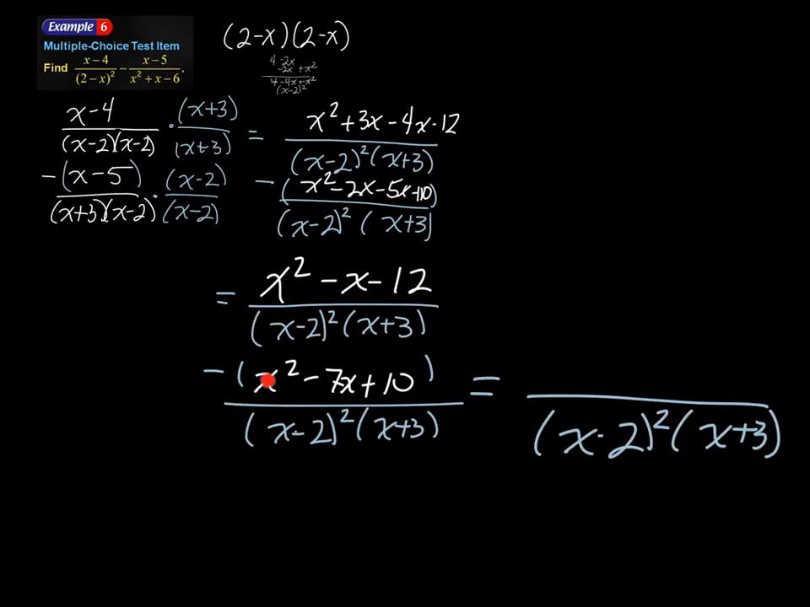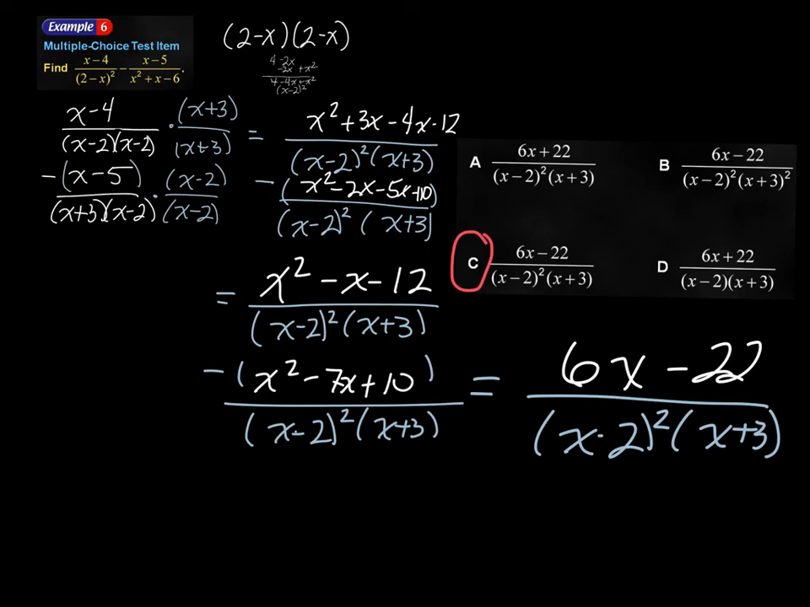X squared minus x squared is going to be no x squared. Negative x minus negative 7 is the same as plus 7, so that's going to be 6x. And negative 12 minus 10 is negative 22. Okay, normally I would try to factor the numerator, see if I can cancel, but of my 4 choices, I can see that I found one of them, so I am done.